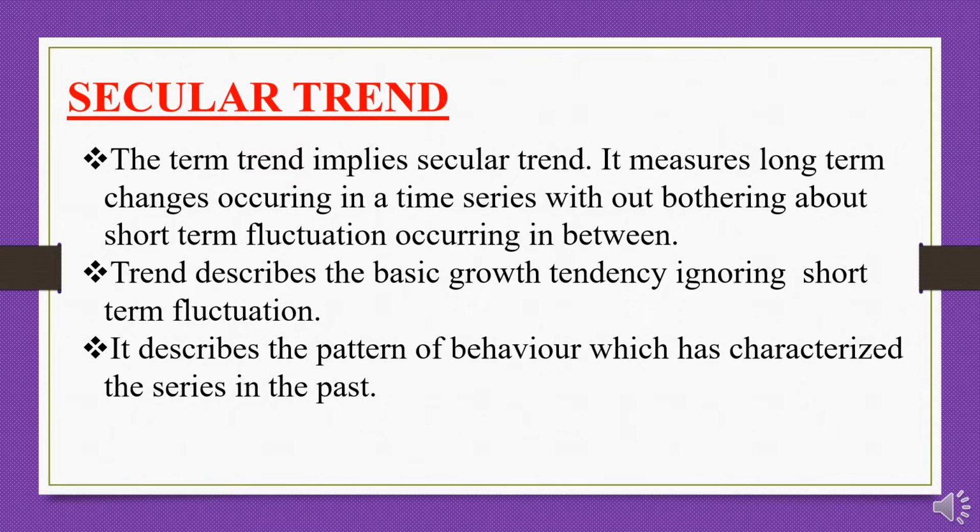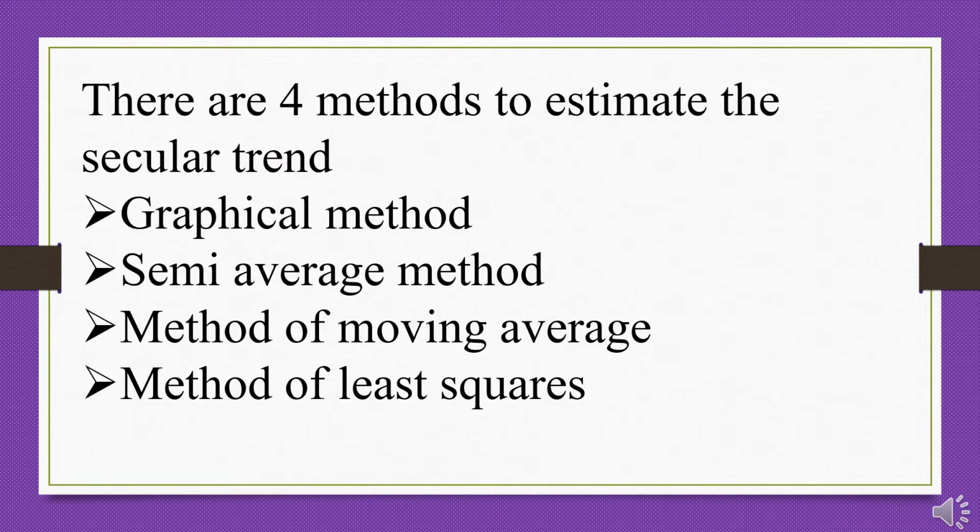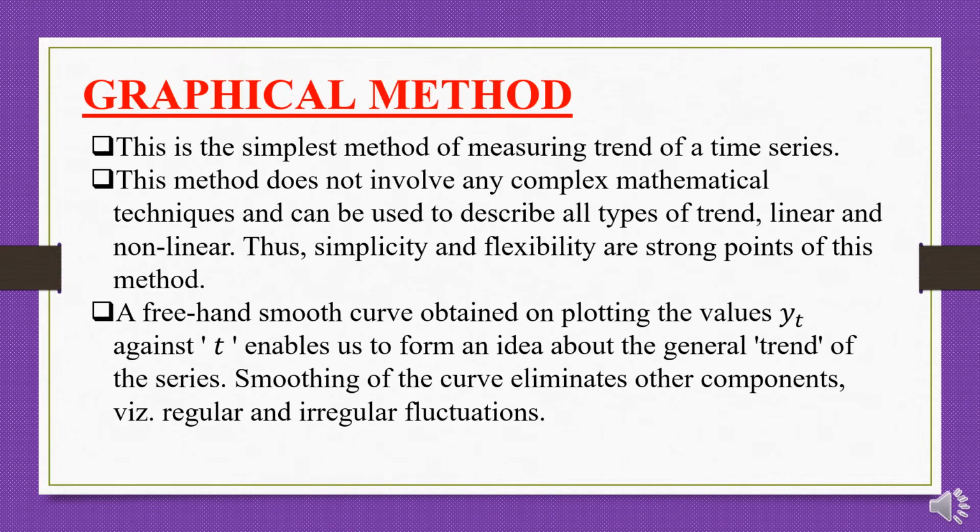draw conclusions about them. There are four methods to estimate the secular trend. They are the graphical method, semi-average method, method of moving average, and method of least squares. Graphical method. This is the simplest method of measuring the trend of a time series.